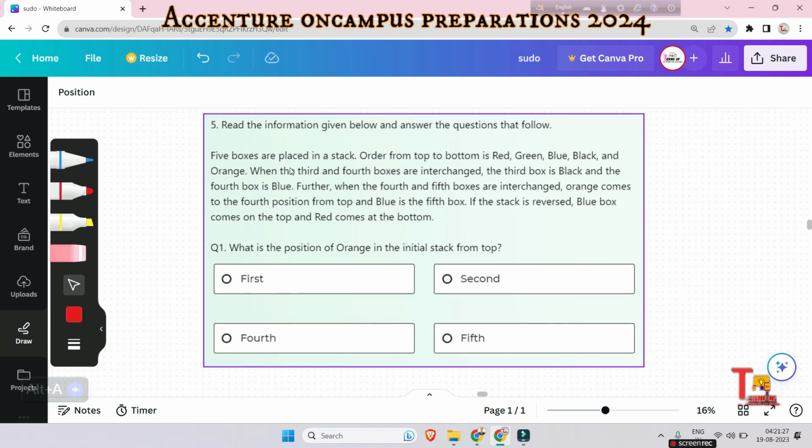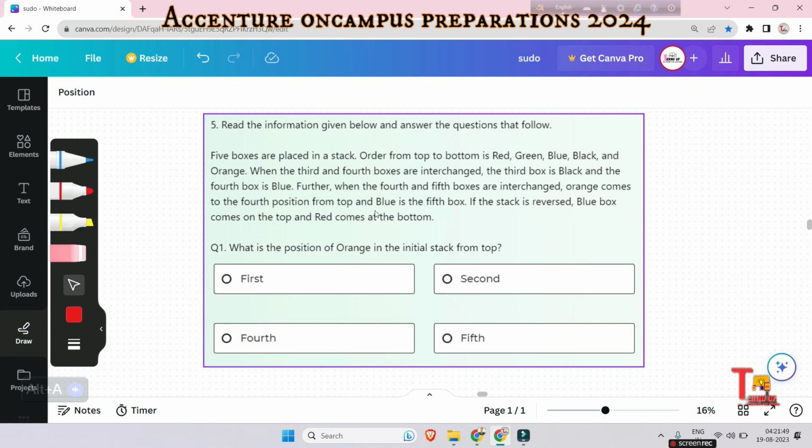Actually here it is told that 5 boxes are placed in a stack, and the order from top to bottom is red, green, blue, black and orange, right? And when the third and fourth boxes are interchanged, the third box is black and the fourth box is blue. Further, when the fourth and fifth boxes are interchanged, orange comes to the fourth position from the top and blue is the fifth box.